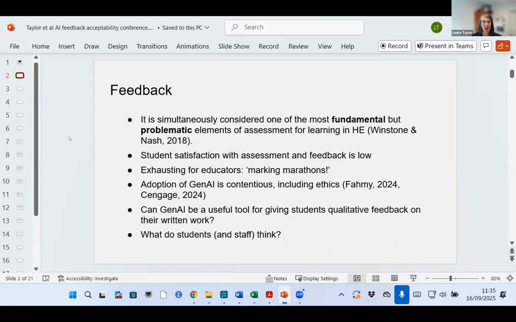We've also been hearing this morning from Rebecca about how Gen AI can be used more generally by students to support things like their metacognition. But we know that adopting Gen AI certainly is contentious. There are ethical issues around it, environmental issues around it. But that said, it's here and it's here to stay.